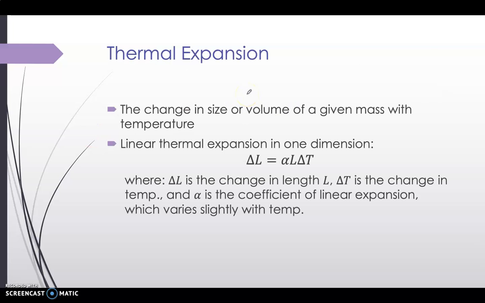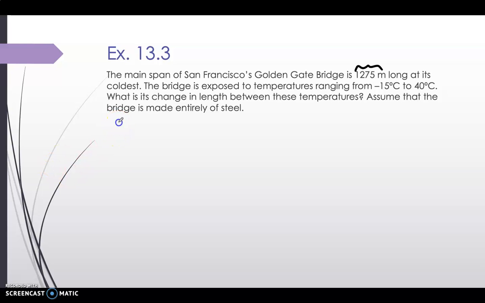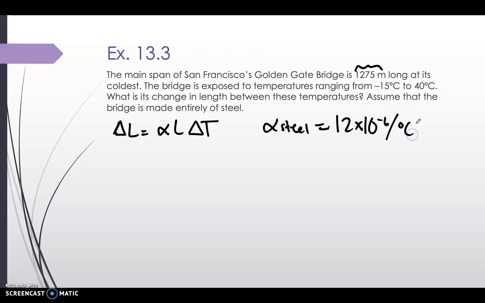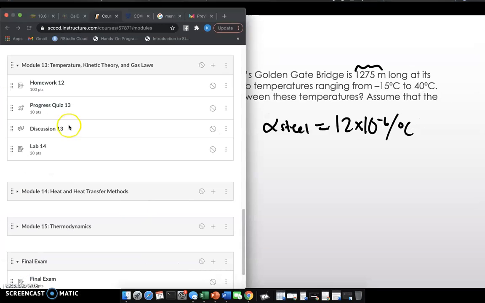Okay, so let's go back and write down our equation. So change in length equals alpha times L delta T. Now I found in our textbook that alpha for steel is equal to 12 times 10 to the negative 6 over degrees Celsius. Now let me show you where that is.